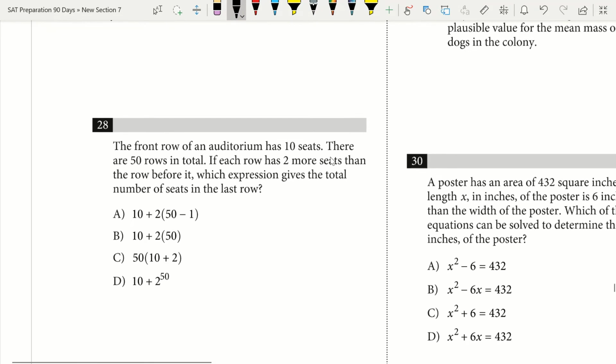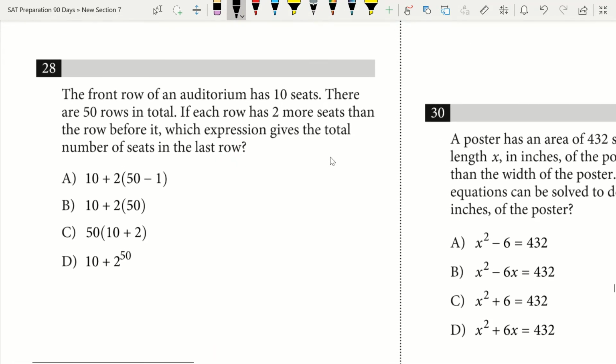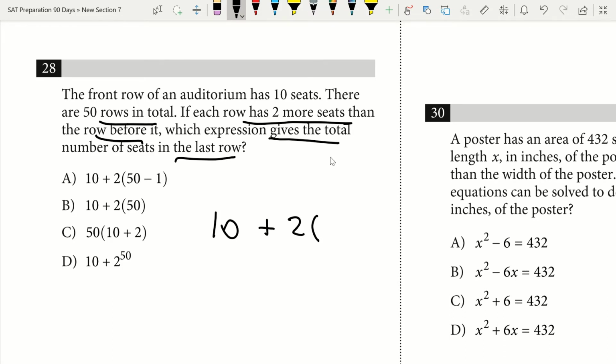All right, 28. Front row of an auditorium has 10 seats. There are 50 rows in total. If each row has 2 more seats than the row before it, which expression gives the total number of seats in the last row? All right, well, our first row, right, that has 10 seats. Okay, now we know each row after that is going to have 2 more for a total of 49 more rows after that. Now, why is it 49 more rows or 50 minus 1?